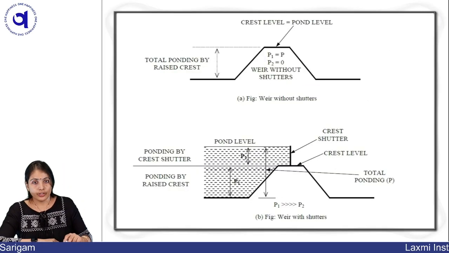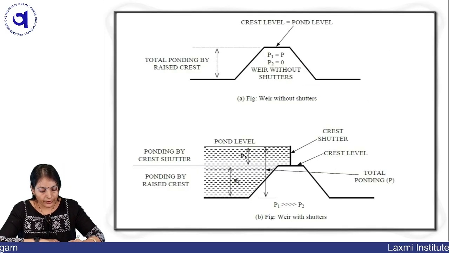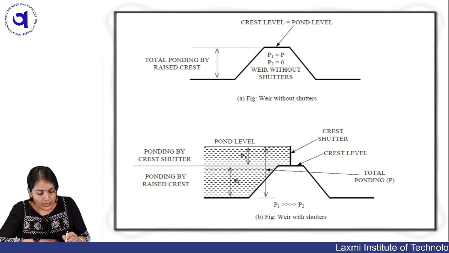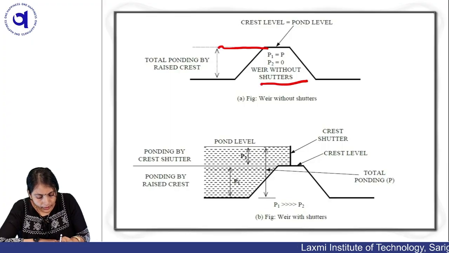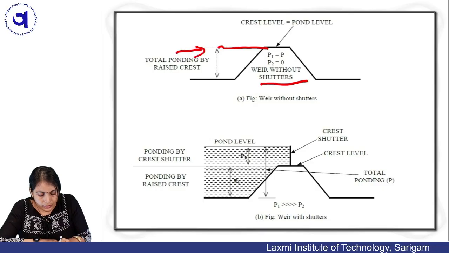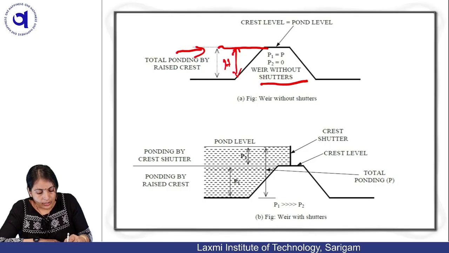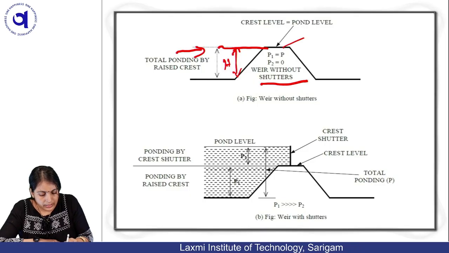Now the figure shown here, you can see the figure. This is a weir. We have two types of weir: weir with shutter or weir without shutter. For the weir without shutter, this is your upstream side and this is the flow of the river. This water is the total head of water, the total pondage, done on the upstream side. This is the crest level. Crest level means top level, or you can also say pond level.